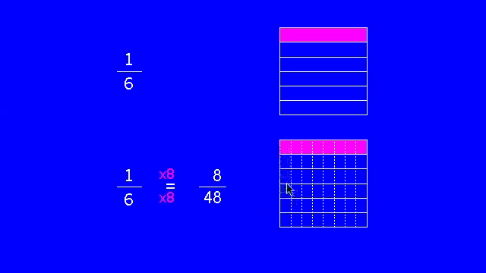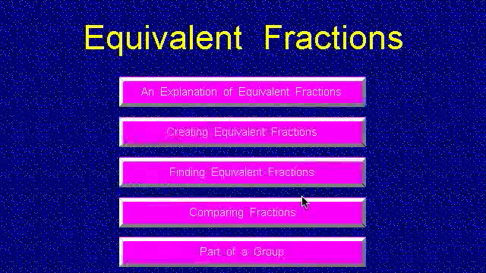So now we have a whole of 48 pieces. 8, 8, 8, 8, 8, 8. 6 times 8 is 48, and the colored one becomes 8. Same quantity. 1 out of 6 is the same as 8 out of 48.